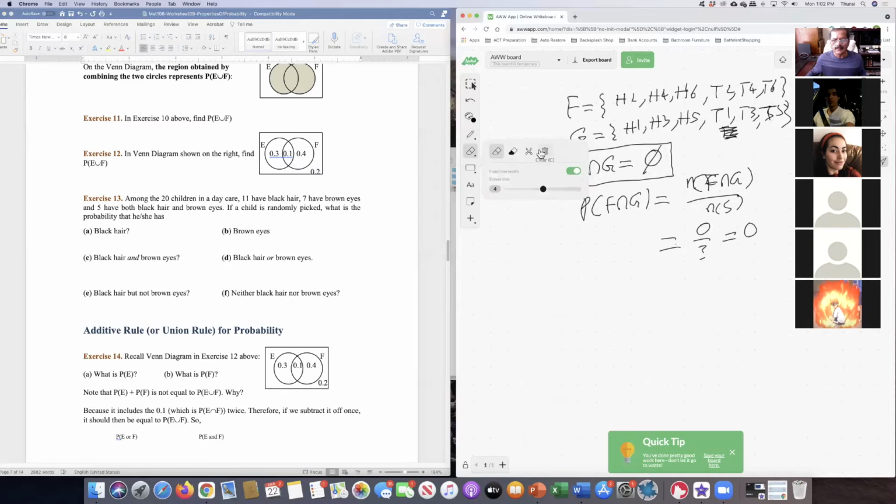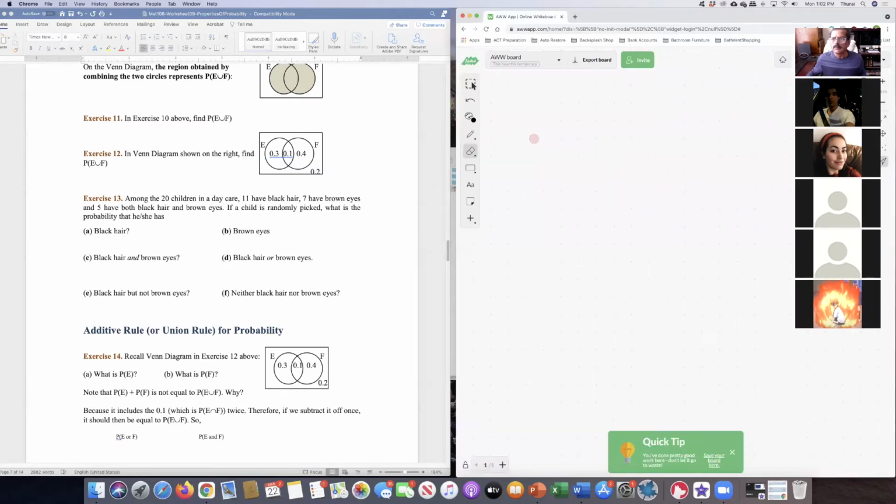Hey, Professor. Yeah. How did you get 0.4 for the last exercise? Okay, the entire Venn diagram, the probability of the sample space, is 1, right? So all these numbers have to add up to 1. That's why we added 0.3 and 0.1 and 0.2. That was 0.6. So to add up to 1, this has to be 0.4. Oh, I see. Okay. Basically, I'm subtracting the 0.6 from 1. That gives you 0.4.